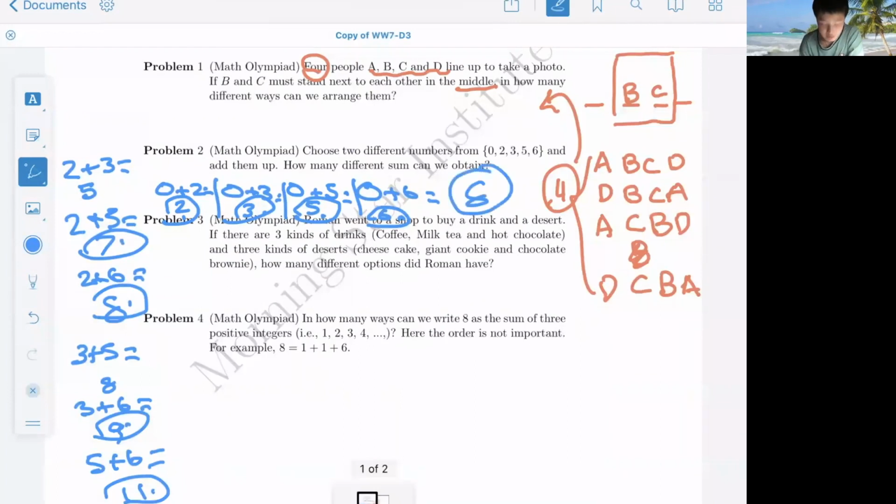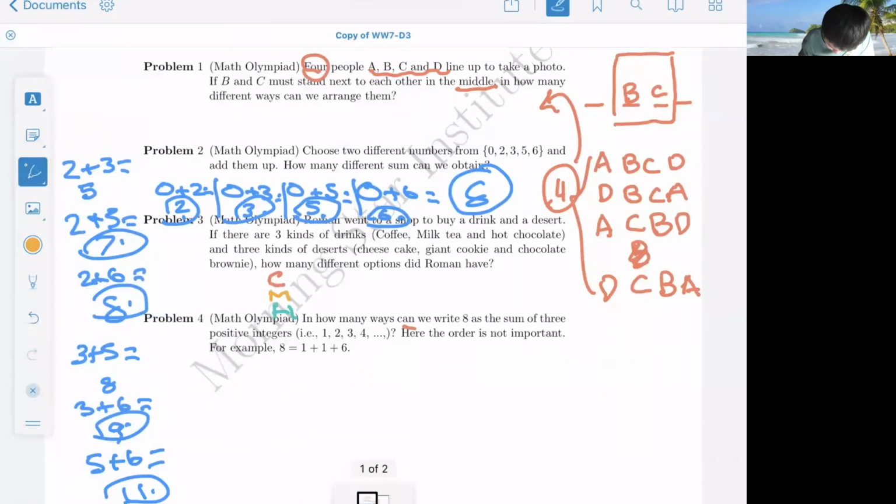Problem number 3, Raymond wants to go to a shop to buy a drink and a dessert. If there are 3 kinds of drinks, coffee, milk tea, and hot chocolate, and there are 3 kinds of desserts, cheesecake, giant cookie, and chocolate brownie, how many different options does Raymond have? Here are the drinks: coffee, milk tea, and hot chocolate.